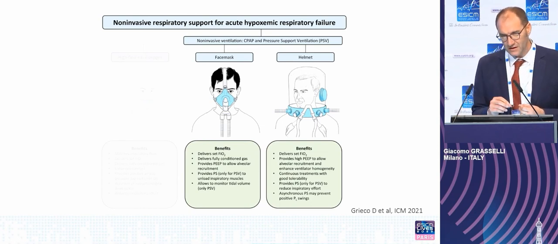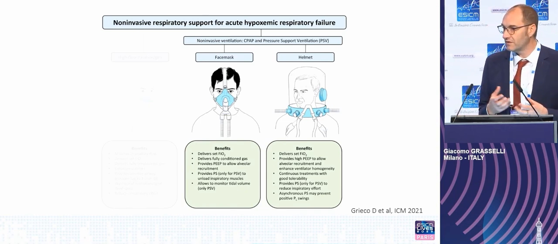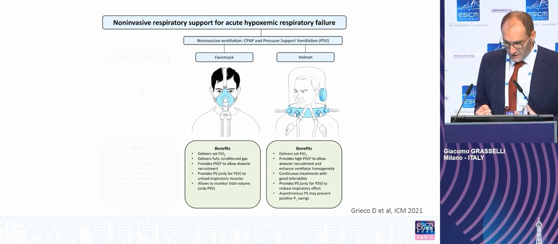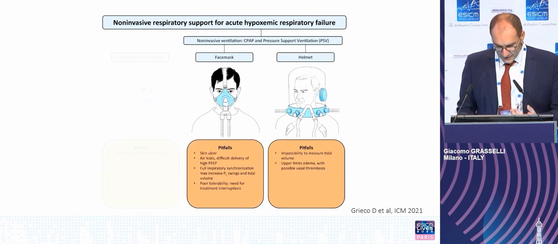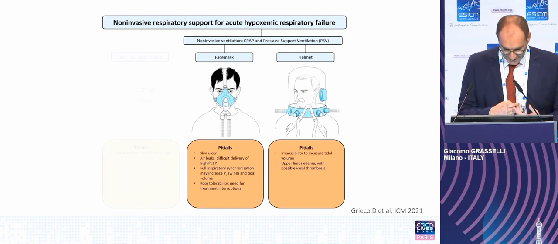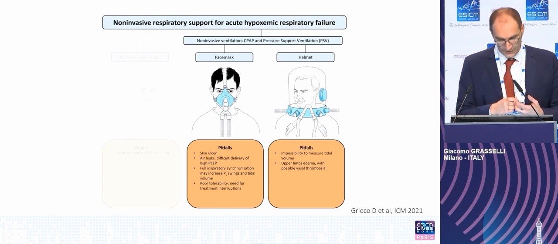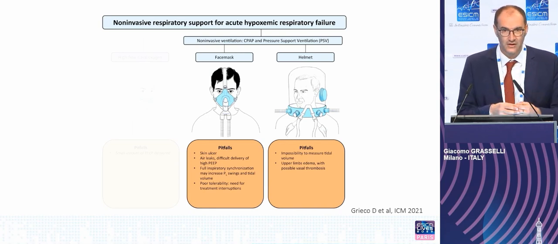and I will discuss it later, that surprised me a bit. When you think of non-invasive ventilation, you think that the most important issue is patient-ventilator interaction and in some way also the synchrony between the patient and the ventilator. But if you look there, in the benefits of the helmet, they say asynchronous pressure support may prevent positive transpulmonary pressure swings. And in the pitfalls of non-invasive ventilation with the face mask, the third point is full inspiratory synchronization may increase transpulmonary pressure swings. So this is an interesting concept that I will review briefly later.